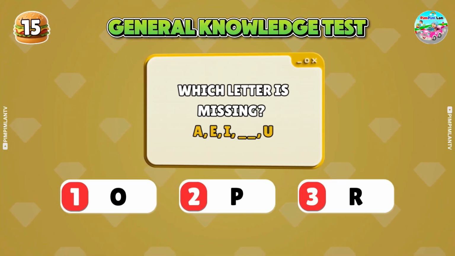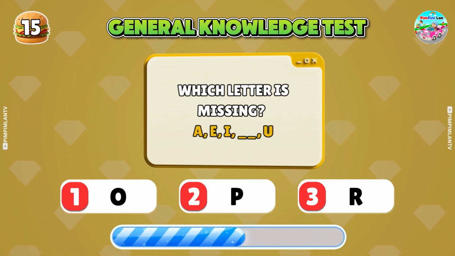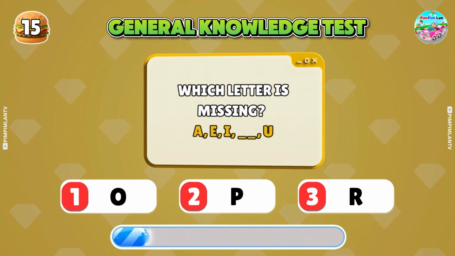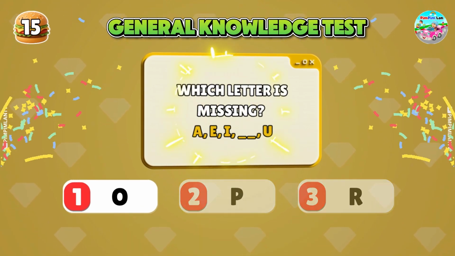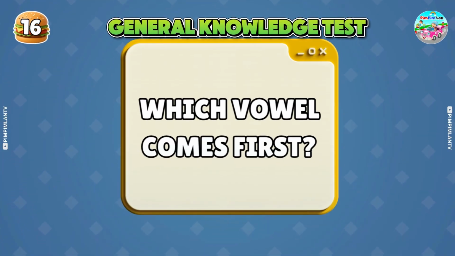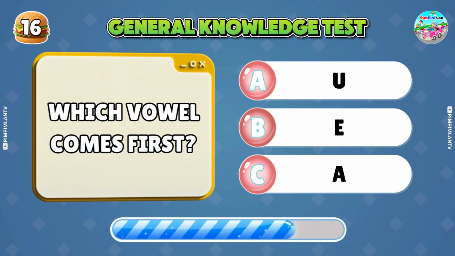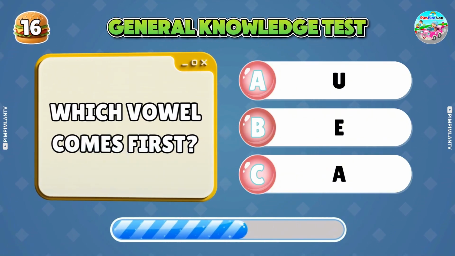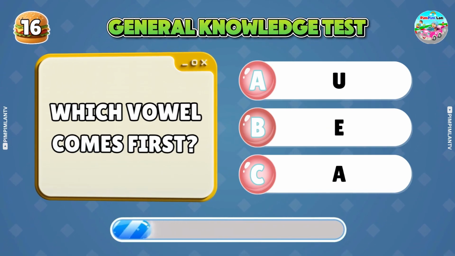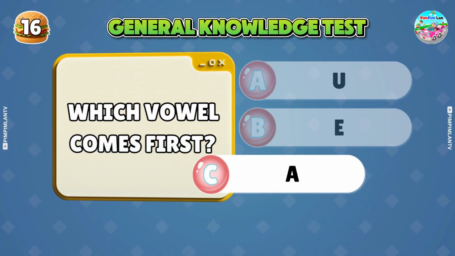Which letter is missing? A, E, I, U? Yes! O completes the sequence before U. Which vowel comes first? Correct! A always leads the pack.